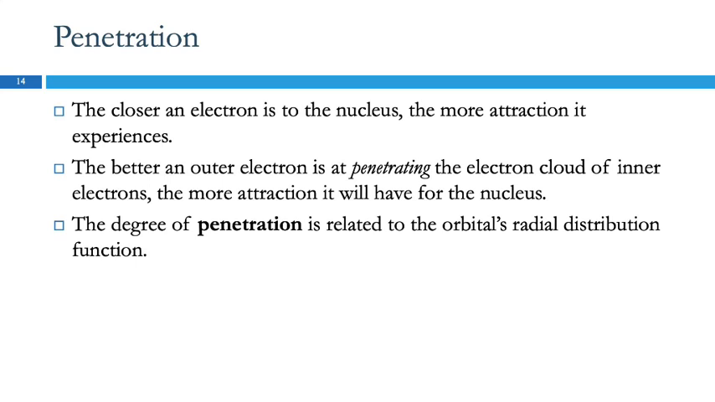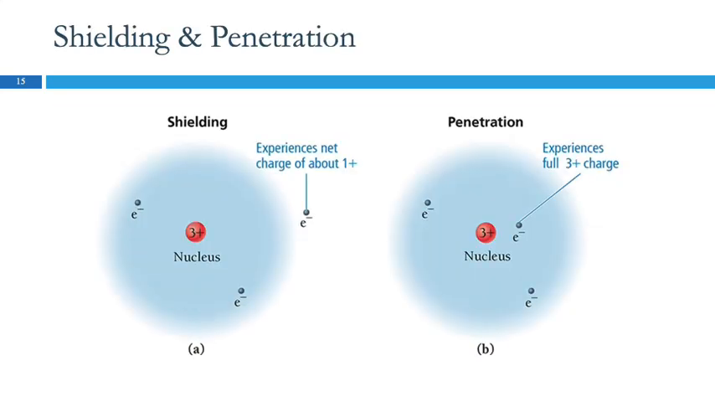No. So then the closer that an electron gets to the nucleus, the more attraction it feels, right? Because there's that distance term in Coulomb's law. So if you have an electron that is good at coming into, we say penetrating the cloud of another electron and getting in close, kind of sneaking ahead in line or budging in, it's going to have more attraction for the nucleus. So the degree of that penetration relates to the orbital's radial distribution function, which we kind of briefly talked about last week. Okay, let's look at this in an example.